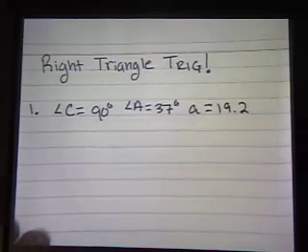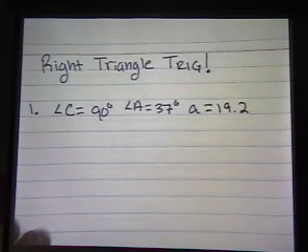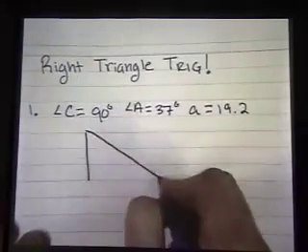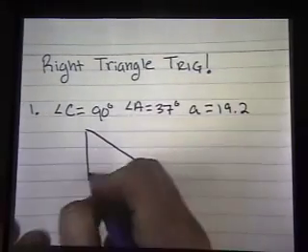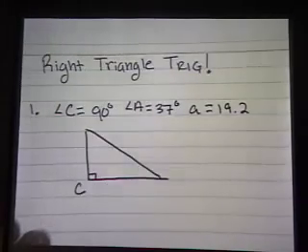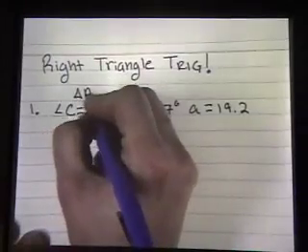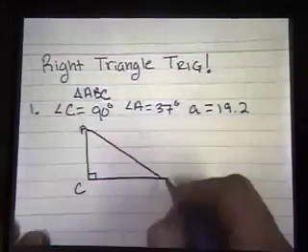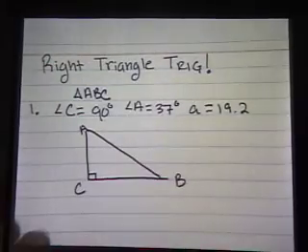Step one with dealing with right triangles is we need to make a picture. We need to draw a picture of a right triangle. So we're going to go ahead and draw that right triangle, and we're going to label everything we know. Well, we know that C is our 90 degree. So we're going to go ahead and say this is triangle ABC. I'm going to label it any way I want to: A, B, and then C.